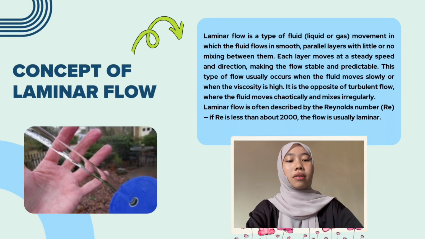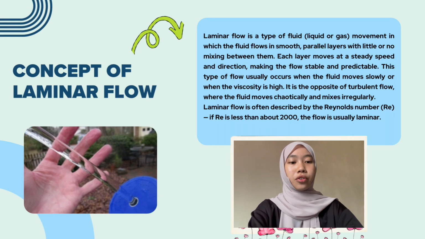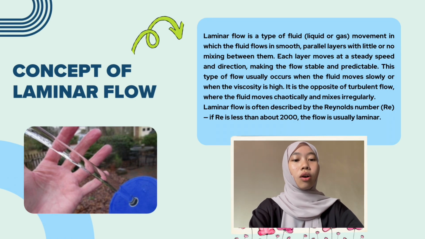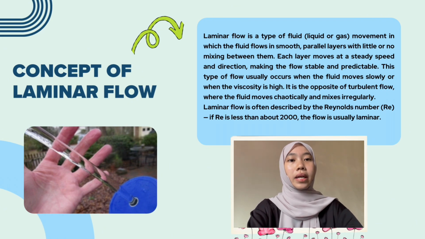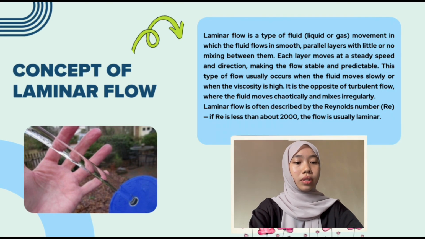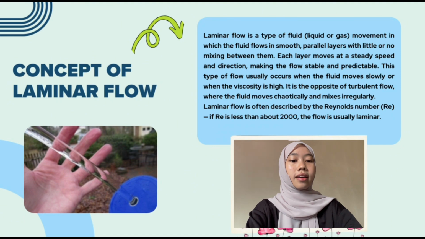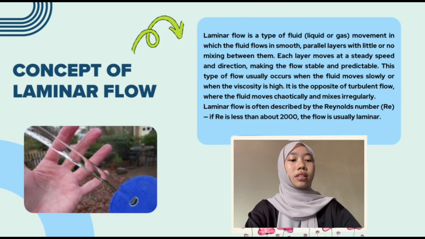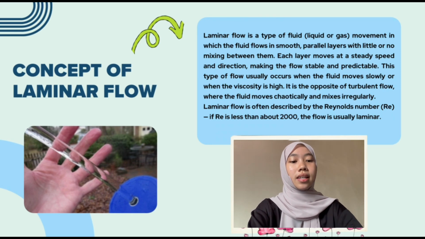Now, let's talk about laminar flow. Laminar flow is a type of fluid, liquid or gas movement in which the fluid flows in smooth, parallel layers with little or no mixing between them. Each layer moves at a steady speed and direction, making the flow stable and predictable. This type of flow usually occurs when the fluid moves slowly or when the viscosity is high. It is the opposite of turbulent flow, where the fluids move chaotically and mix irregularly. Laminar flow is often described by the Reynolds number. If the Reynolds number is less than 2000, the flow is usually laminar.